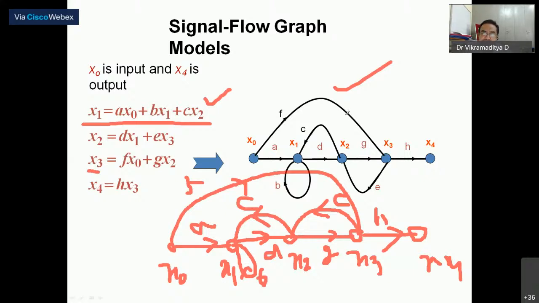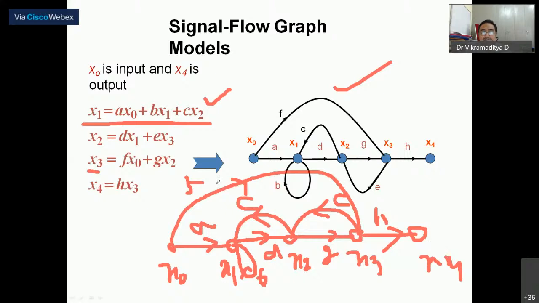Yes, that I will tell, non-touching and everything I will tell you. So first of all, I will tell you how to draw the signal flow graph. You have to identify how many variables are there. Here, by looking at x0, x1, x2, x3, and x4, we have found that there are 5 variables. So I have drawn 5 nodes.